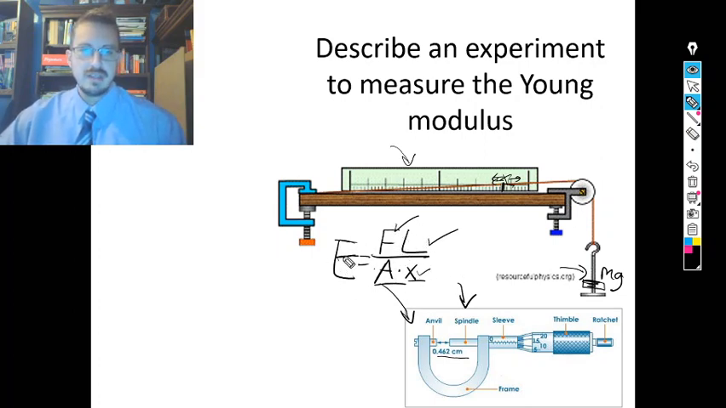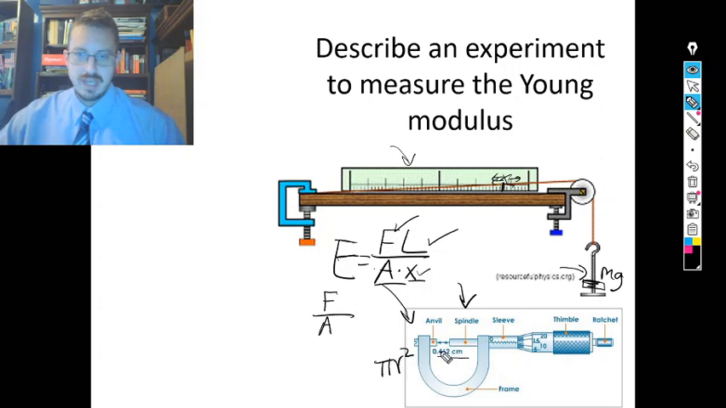we get the Young modulus. We could also think about measuring the mass, calculating the weight, and then dividing it by the area that we get by measuring the diameter of the wire. And remember that the diameter can give us the area because we assume that it's a circle, so pi r squared. So by measuring the diameter and then dividing it by 2, we have the radius, and that would give us the area.